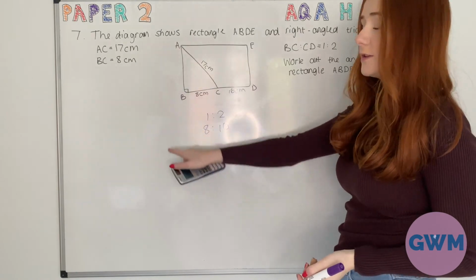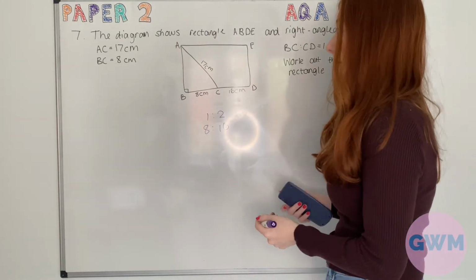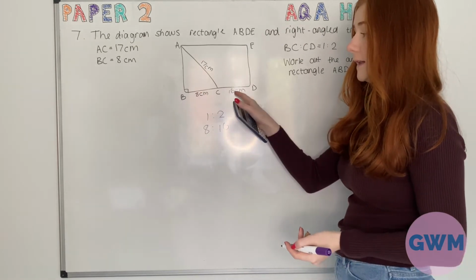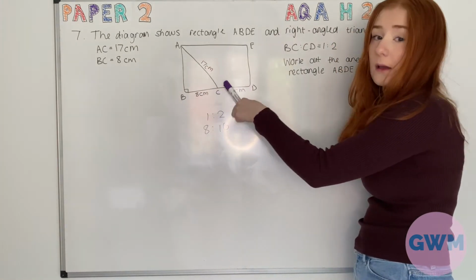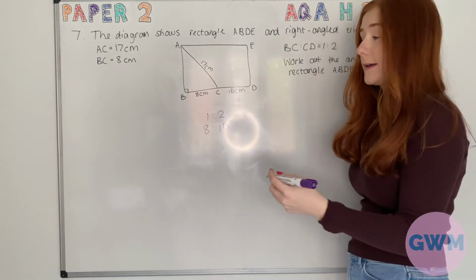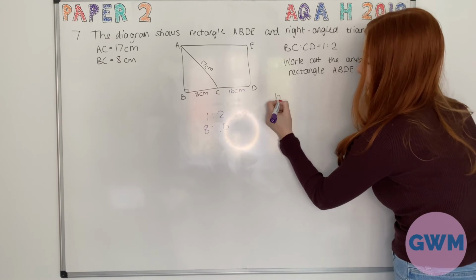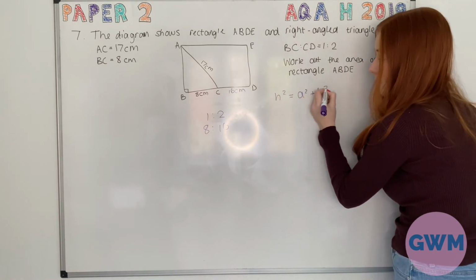Now let's look at the other information that we need. So we need the height of the rectangle to work out the area. Now we have a right angle triangle here, and we know that the rule of the right angle triangle is the square of the hypotenuse must equal the square of the 2 sides added together. So let's write that down. The square of that, we'll just call it lowercase a and b for now.